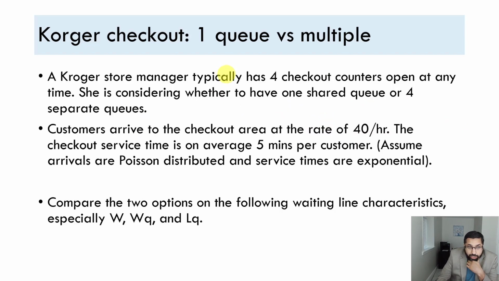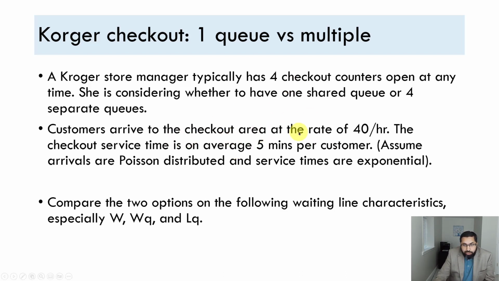So we are a Kroger store manager. We usually have 4 checkout counters open at any time, so K is 4. We are considering, should we have one snaky queue where people line up, and then the person at the front of the queue goes to one of the 4 cashiers, or should we have 4 queues, one queue per cashier?